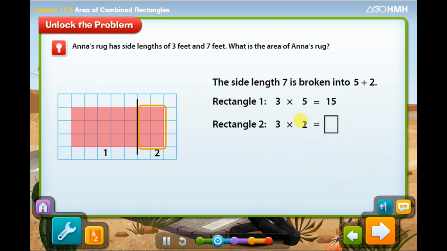What's the area of rectangle 2? So what is the product? Say the times table: 3, 6. So it will be 6. The area is 6 square feet.